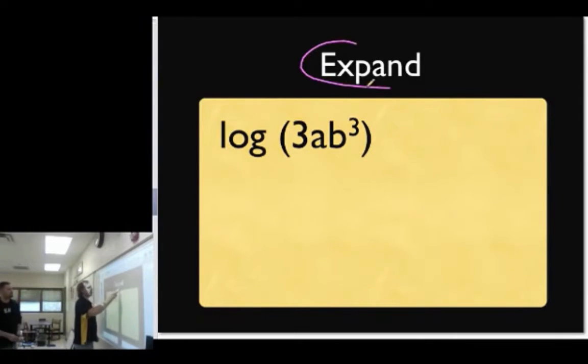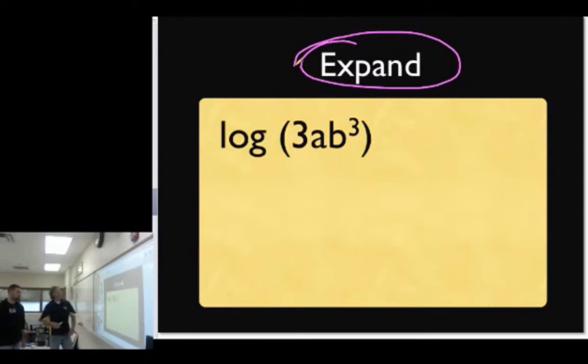Okay, so let's use our properties to expand. I went to Krispy Kreme yesterday and I'm expanding, so that means I'm getting bigger. So somehow we must have to expand this thing out.